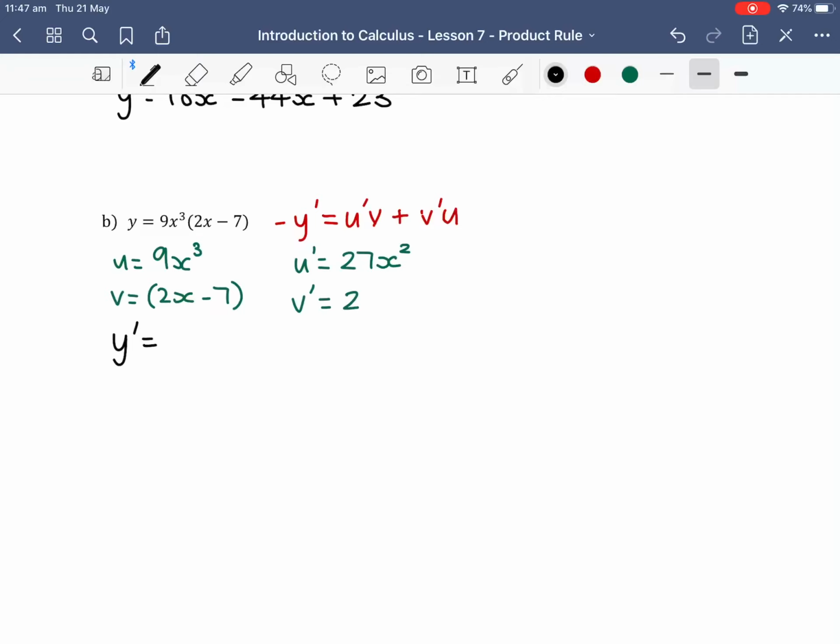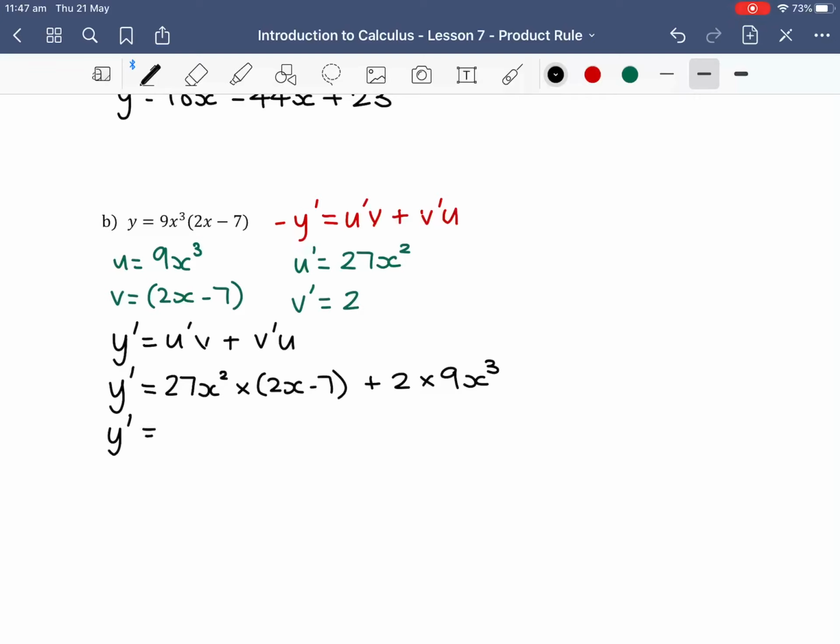So then we're going to substitute these into our y dash equals u dash v plus v dash u. So we get our y dash equals our u dash, which is 27x squared, times our v, which is 2x minus 7, plus our v dash of 2 times our u of 9x cubed. So now we need to either expand our brackets or basically multiply.